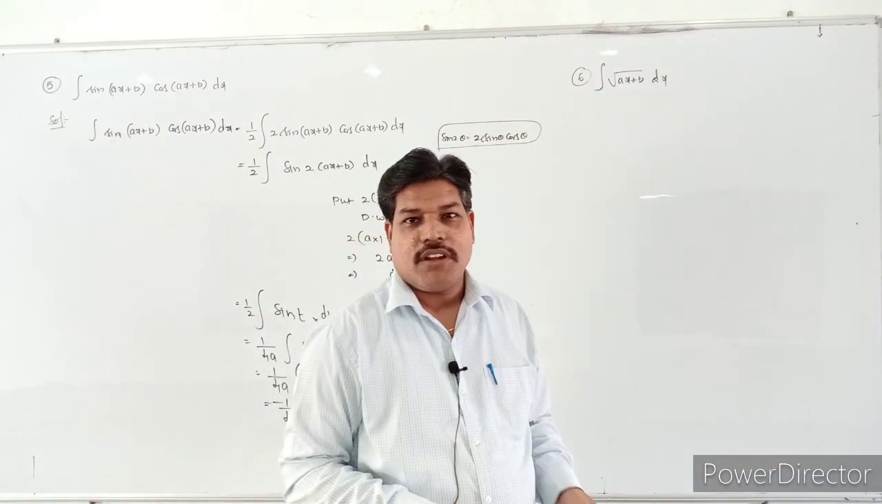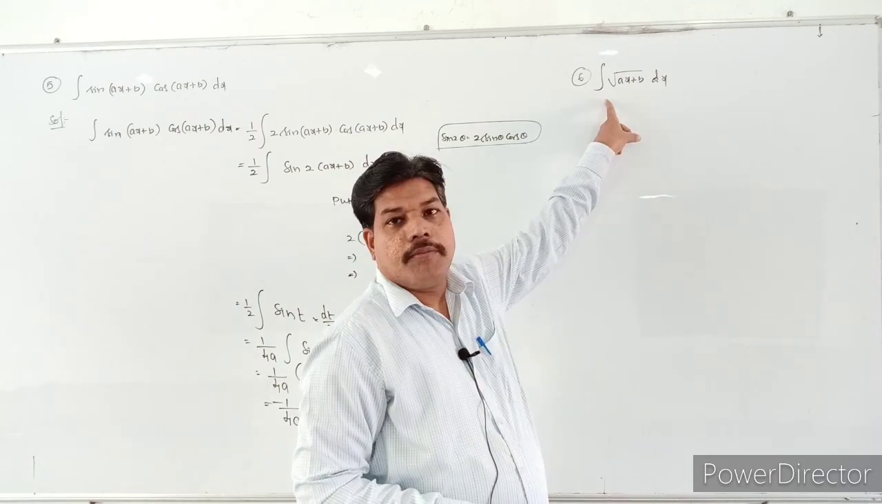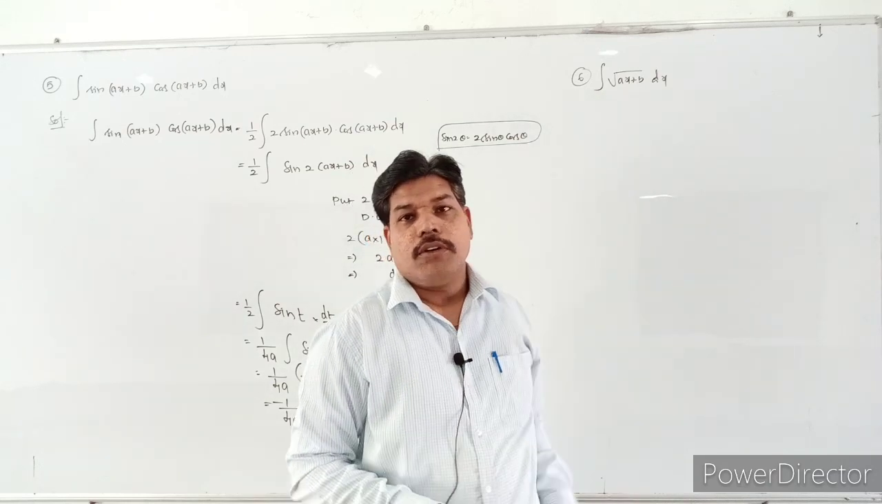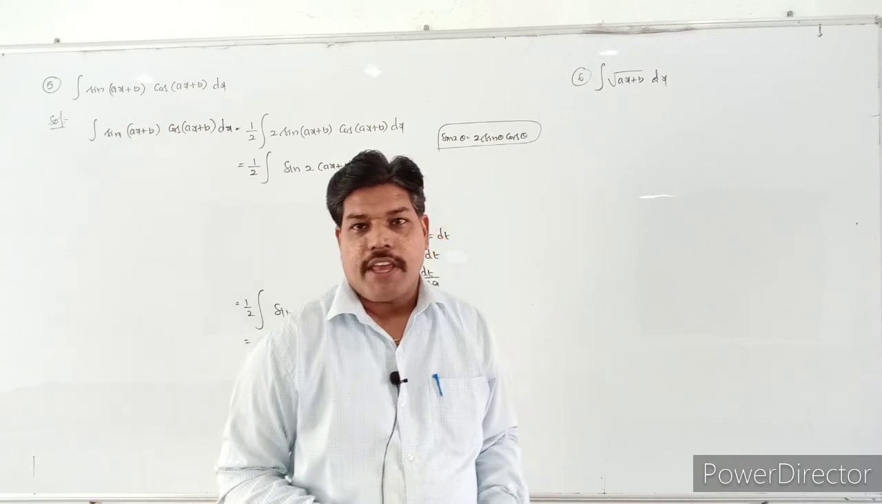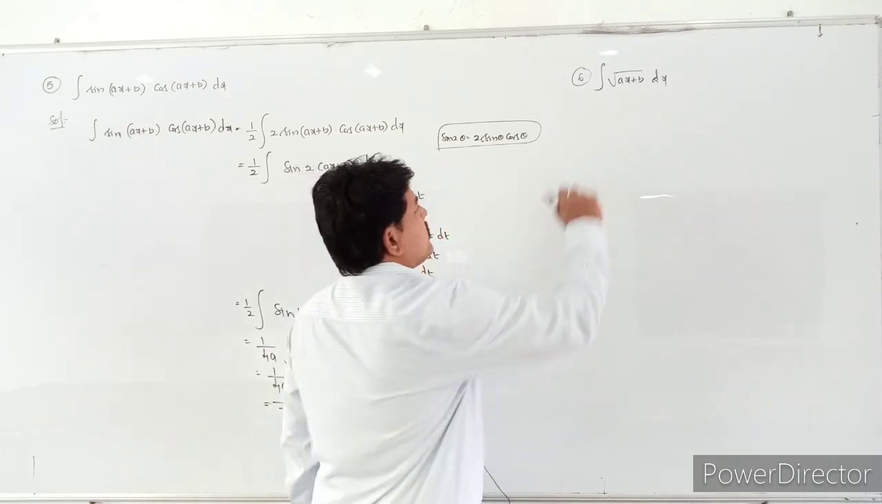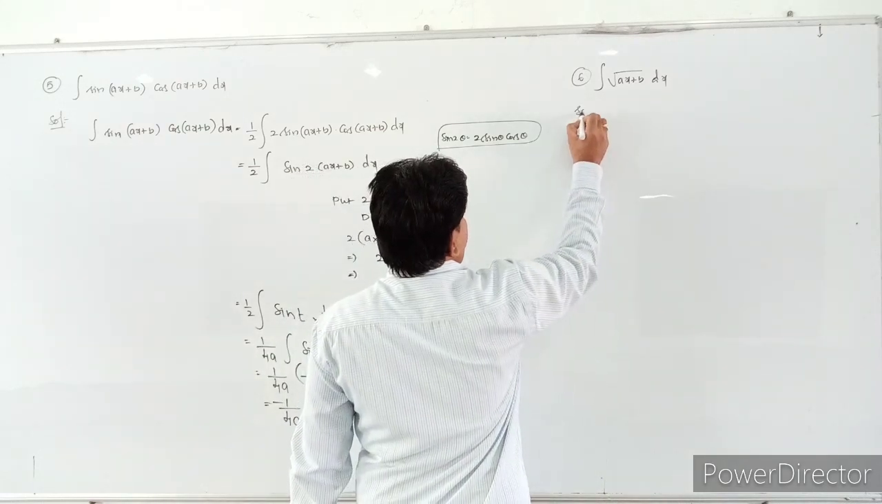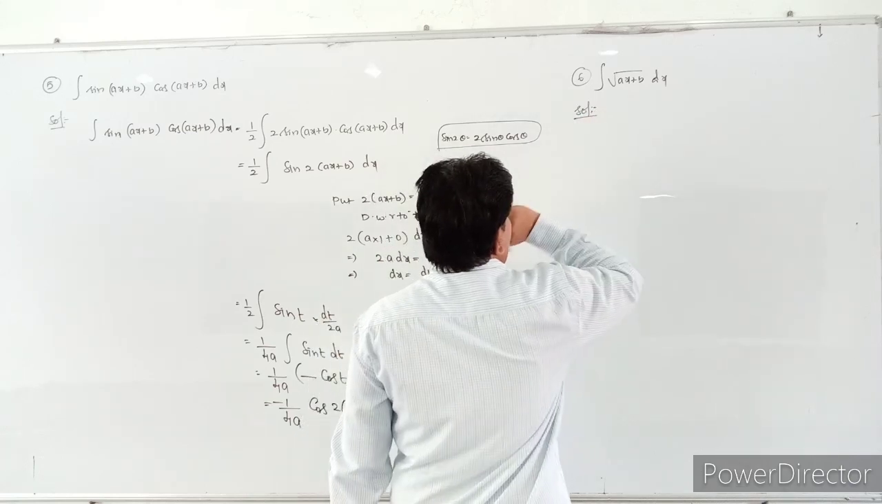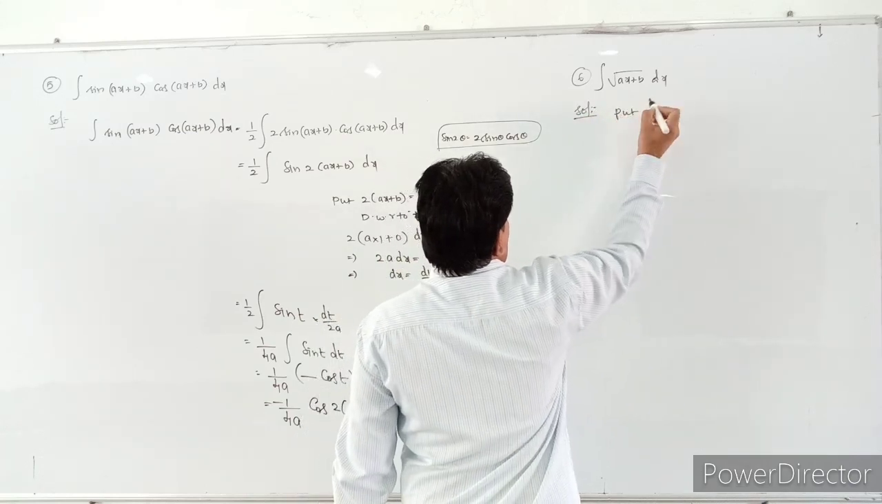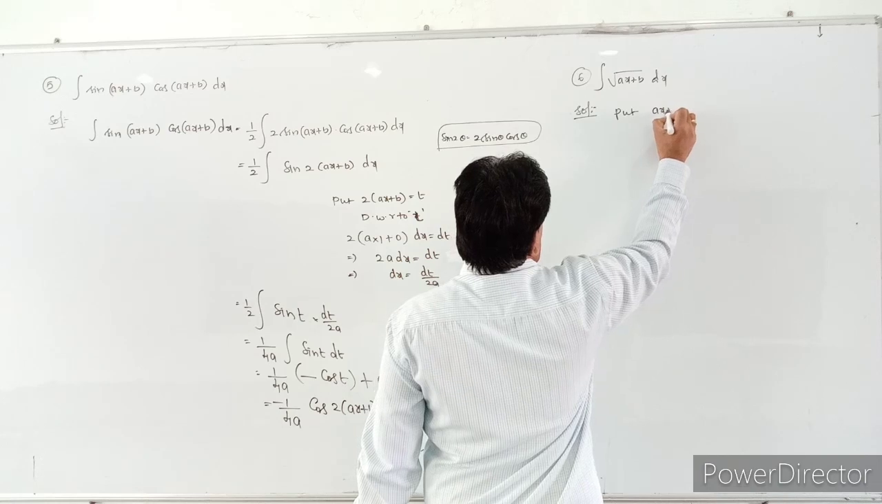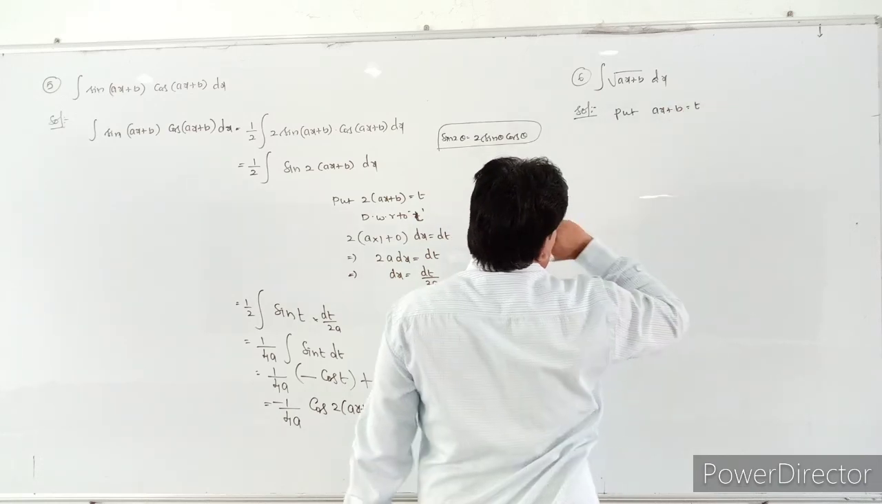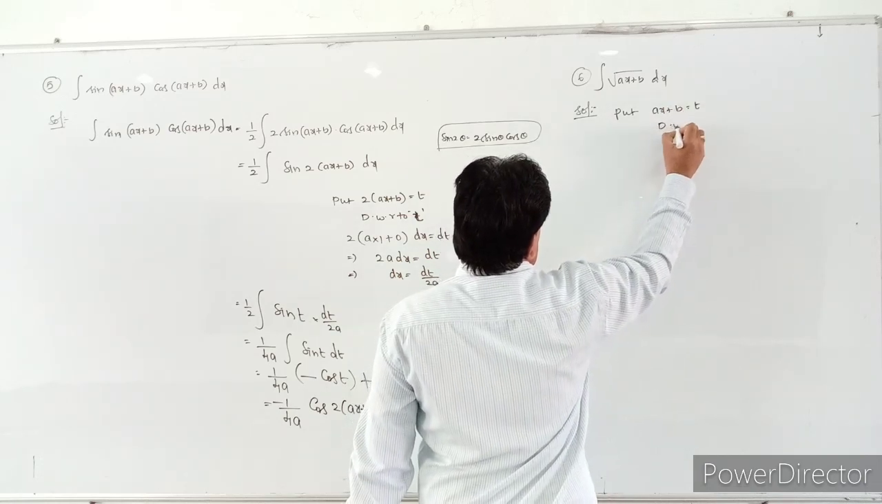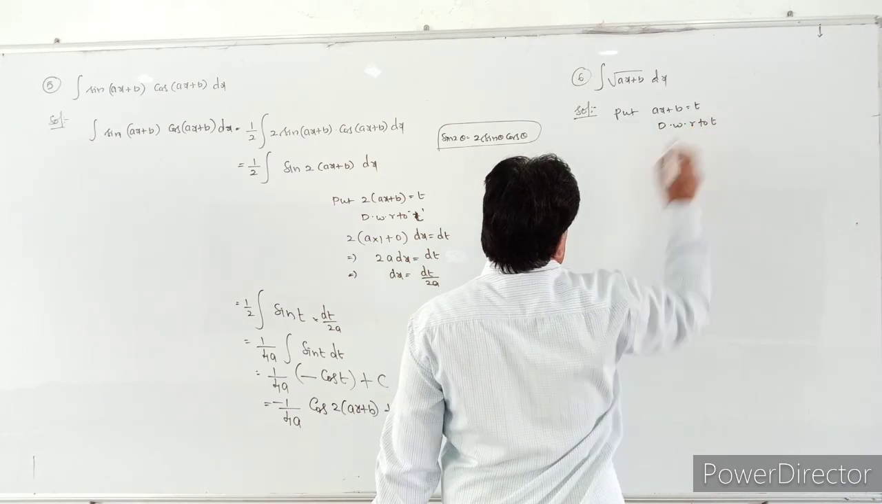See the question number 6. Integral of root of ax plus b into dx. See that, students. The solution of this question: first I will put ax plus b equal to t. Then differentiate with respect to t.